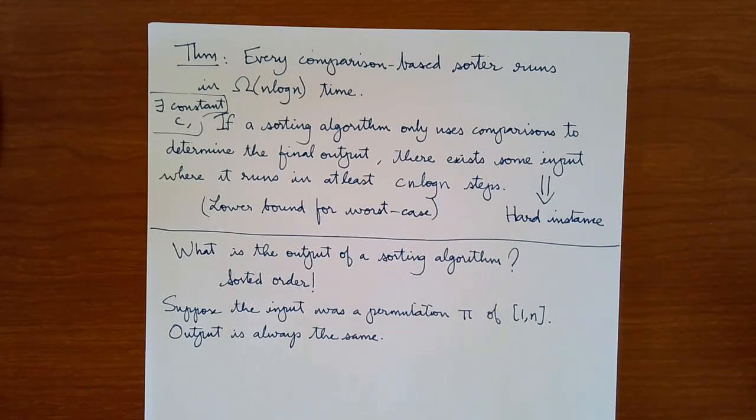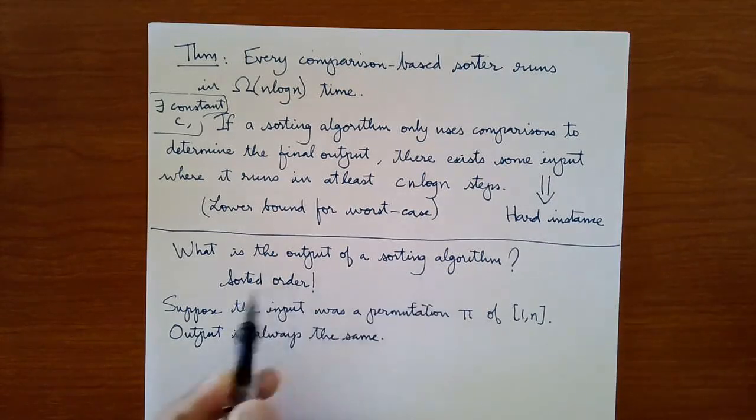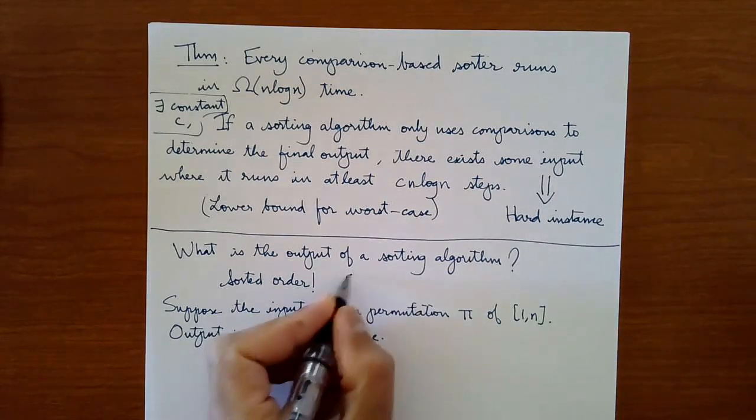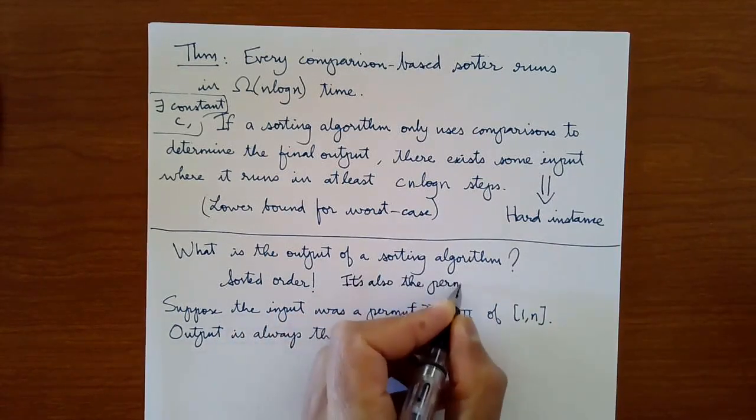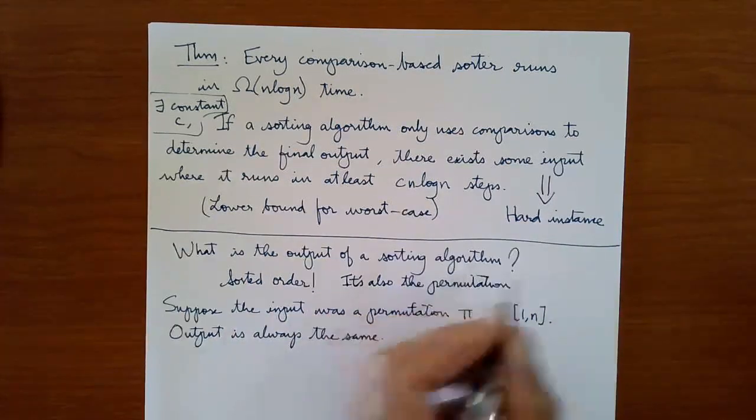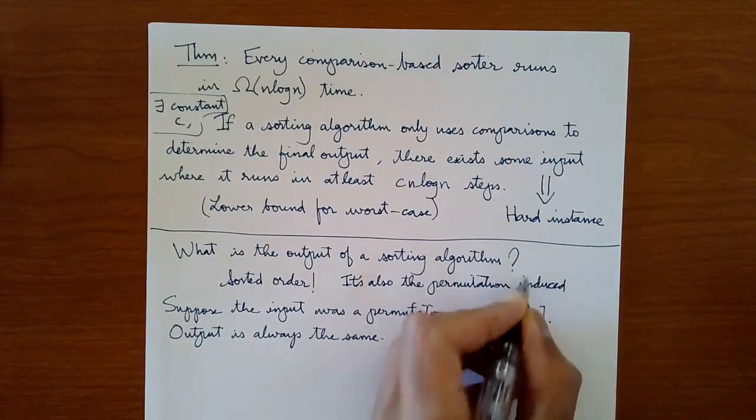Okay, so let's be careful here. What I'm saying is, suppose I told you that the input was a permutation from 1 to n, and I say, you need to sort this permutation. We say, that's obvious. The output is just 1, 2, 3, 4, 5, 6, up to n. But that seems to be cheating. It's not capturing what the algorithm is actually doing. So what I'm going to argue is that the output of the sorting algorithm is not just a sorted order. It's also the permutation induced by the input.